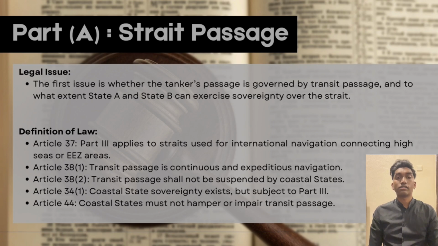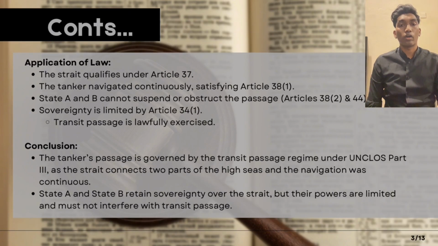Moving on to the next slide, the application of law and conclusion. In this case, the strait connects two parts of the high seas, so Article 37 of UNCLOS clearly applies. The tanker travelled continuously through the strait, which fulfills the requirement of transit passage under Article 38. Because of this, State A and State B are not allowed to stop, delay or obstruct the tanker during its passage, as stated in Article 38 and Article 34. Although both states have sovereignty over the strait, their powers are limited under Article 34. Therefore, the tanker was lawfully exercising its right of transit passage.